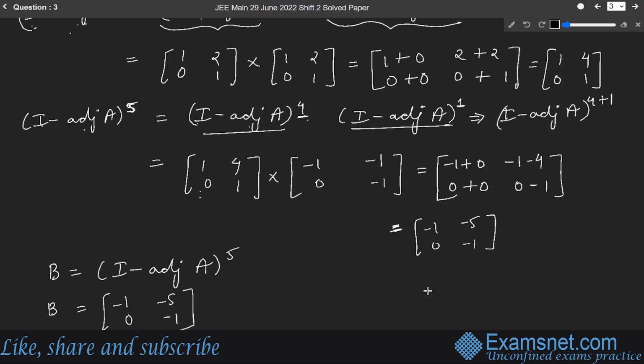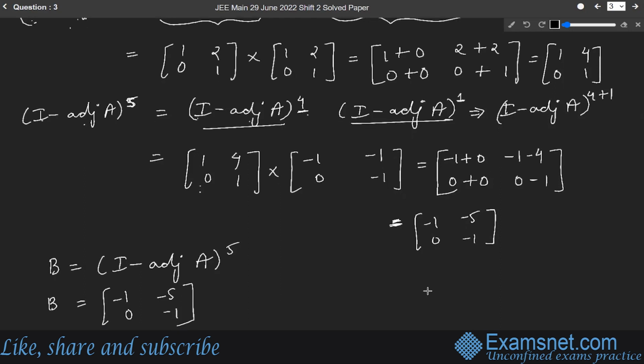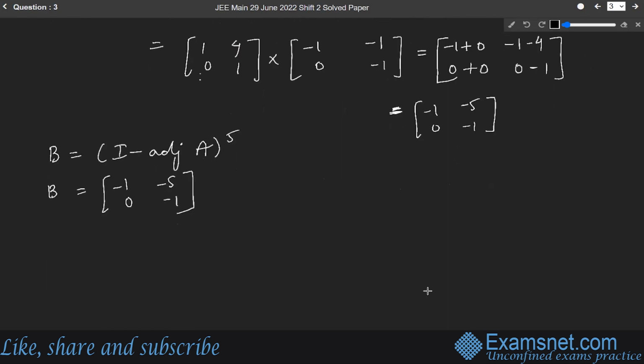Because we have already seen that B is actually the expansion of I minus adjoint of A to the power 5, we have the value. So we have substituted this value. So B is equal to -1, -5, 0 and -1. So what we understand is by finding the value of this expansion, we find the matrix B.